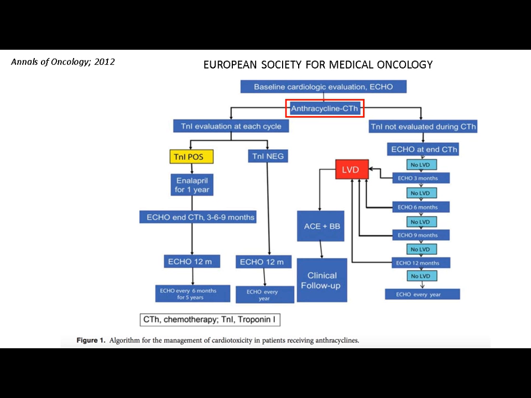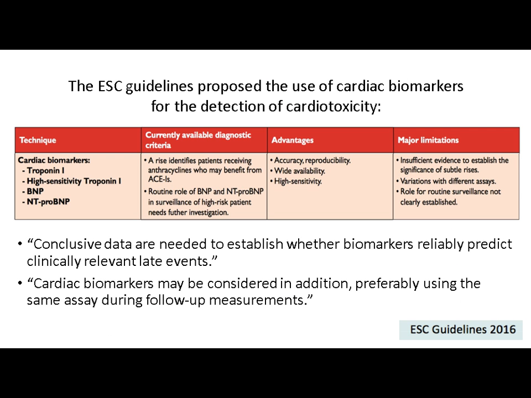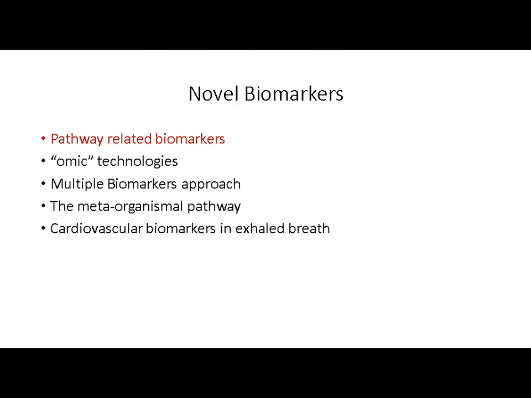This is a suggested algorithm for the management of cardiotoxicity in patients receiving anthracycline. It suggests a routine troponin measurement at each cycle; when troponin returns positive, it suggests treatment with ACE inhibitors as well as an increased interval of cardiac imaging. The ESC guidelines also propose the use of cardiac biomarkers for the detection of cardiotoxicity. They suggested troponin I, high-sensitivity troponin, BNP, and NT-proBNP.